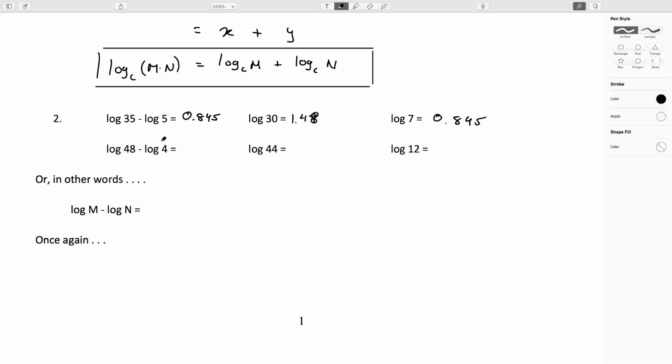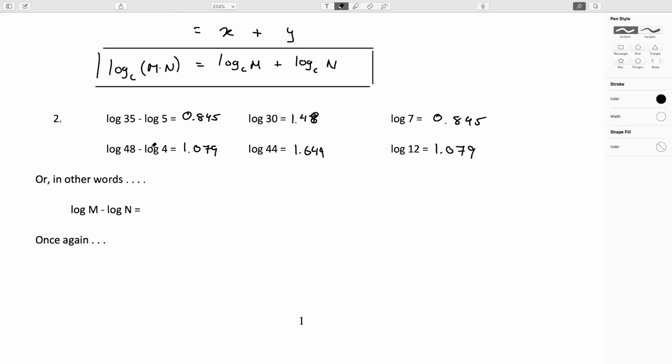Log of 48 minus log of 4 is 1.079. Log of 44 is 1.644. And log of 12 is 1.079. So, same thing as we saw before. When you subtract two logs, you do not get the same answer if you just subtract the arguments. However, 7 is 35 divided by 5. So it appears that if you divide the arguments, it'll work.